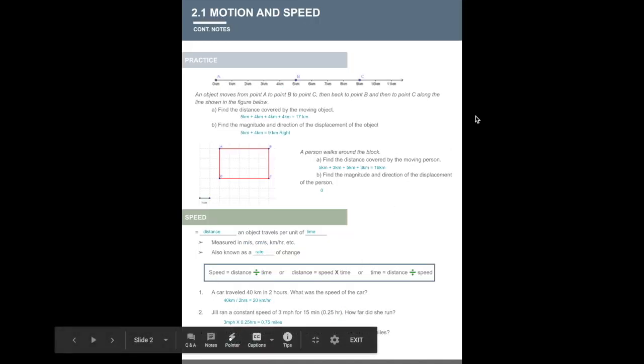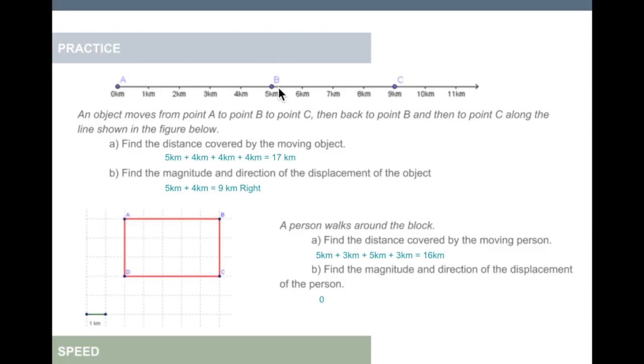Just a few more practice problems. An object moves from point A to point B to point C, back to point B, then back to point C along a line. Find the distance covered by the moving object. From point A to point B, we move 5 kilometers, plus we move from B to C, which is an additional 4 kilometers. Then we go from C to B, so another 4 kilometers, and then back from B to C, so another 4 kilometers.